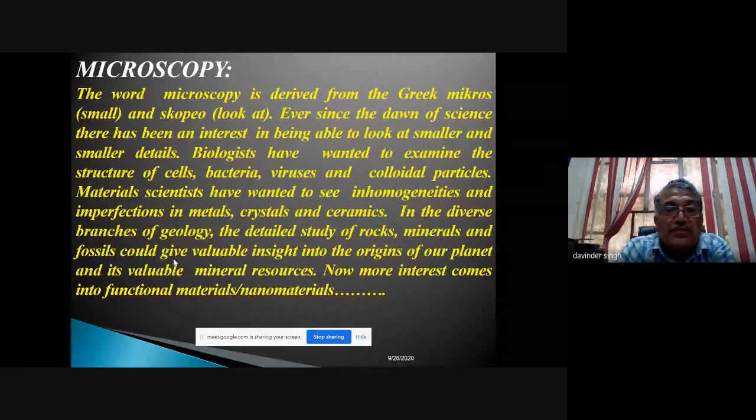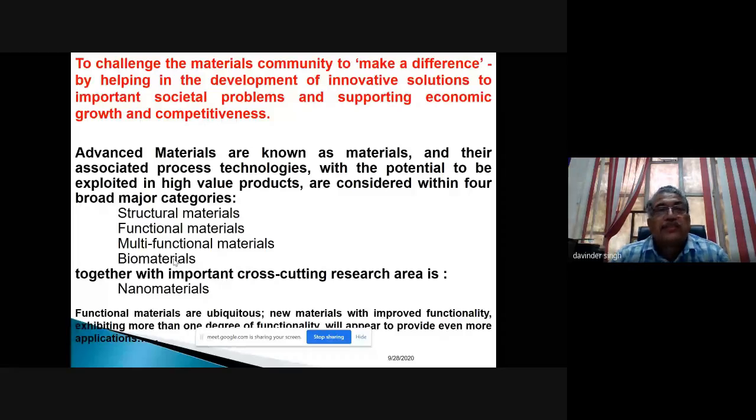And now more interest comes into functional materials, nanomaterials, or what we call advanced materials. Okay. So the challenge to the materials community is to make a difference by helping in the development of innovative solutions to important societal problems and supporting economic growth and competitiveness. So all this is possible by advanced materials. They are associated with process technologies with potential to be exploited in high value products and considered within 4 major areas: structural materials, functional materials, multifunctional materials, biomaterials, and of course now a lot of nanomaterials or nanotechnology.